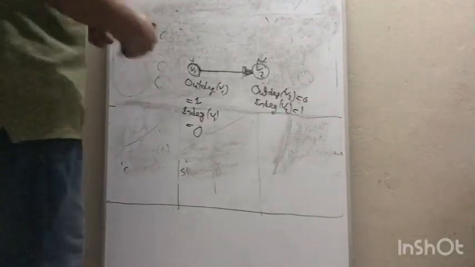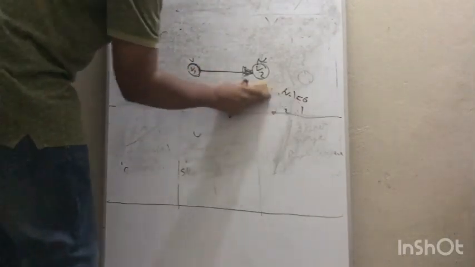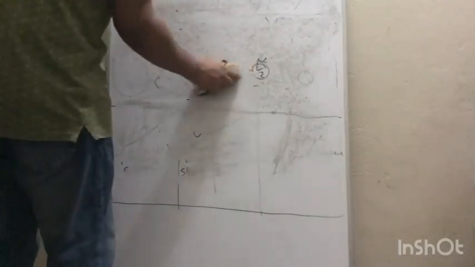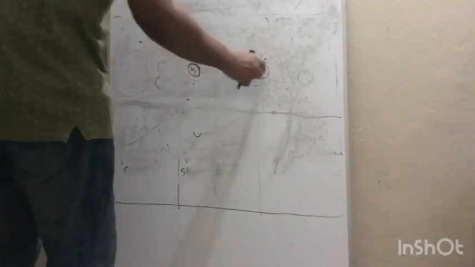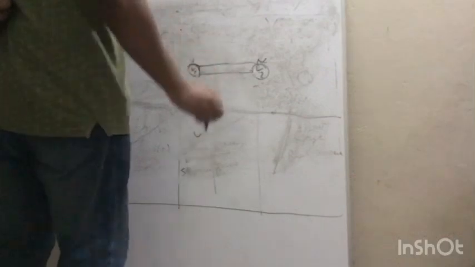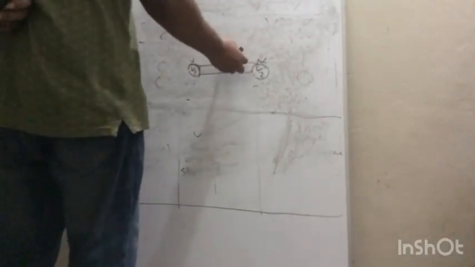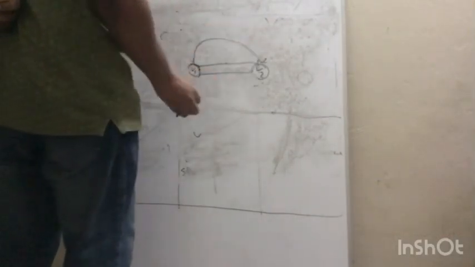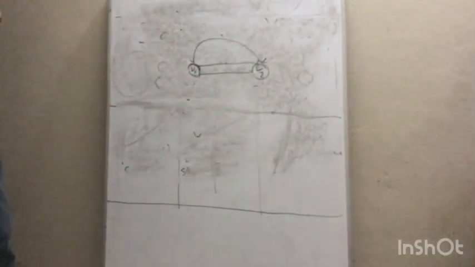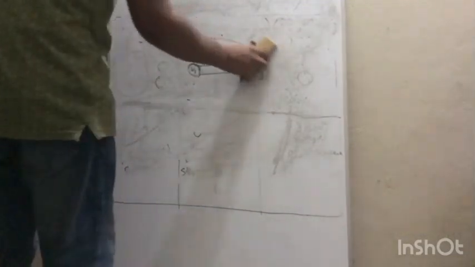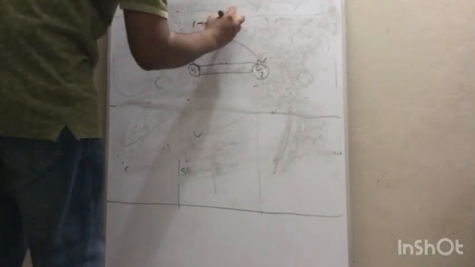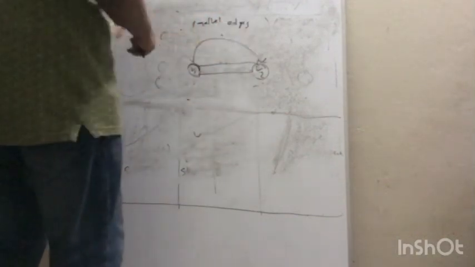Parallel edge. V1 and V2: if this is an edge, and this is another edge, both are parallel. It doesn't mean they are geometrically parallel. Suppose this is another. The three edges are parallel. Parallel edges.